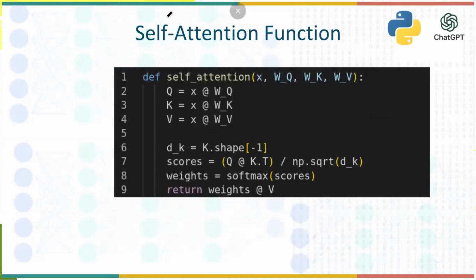Now that we have seen each step individually, we can put everything together into one clean function. The process starts by projecting the input embeddings into Q, K, and V. We then compute the dot products between queries and keys to measure similarity, scale the scores to keep them stable, and apply the softmax function to turn them into attention weights. Finally, we multiply those weights by V to produce context-aware representations. This compact function captures the entire self-attention mechanism in just a few lines of Python code.